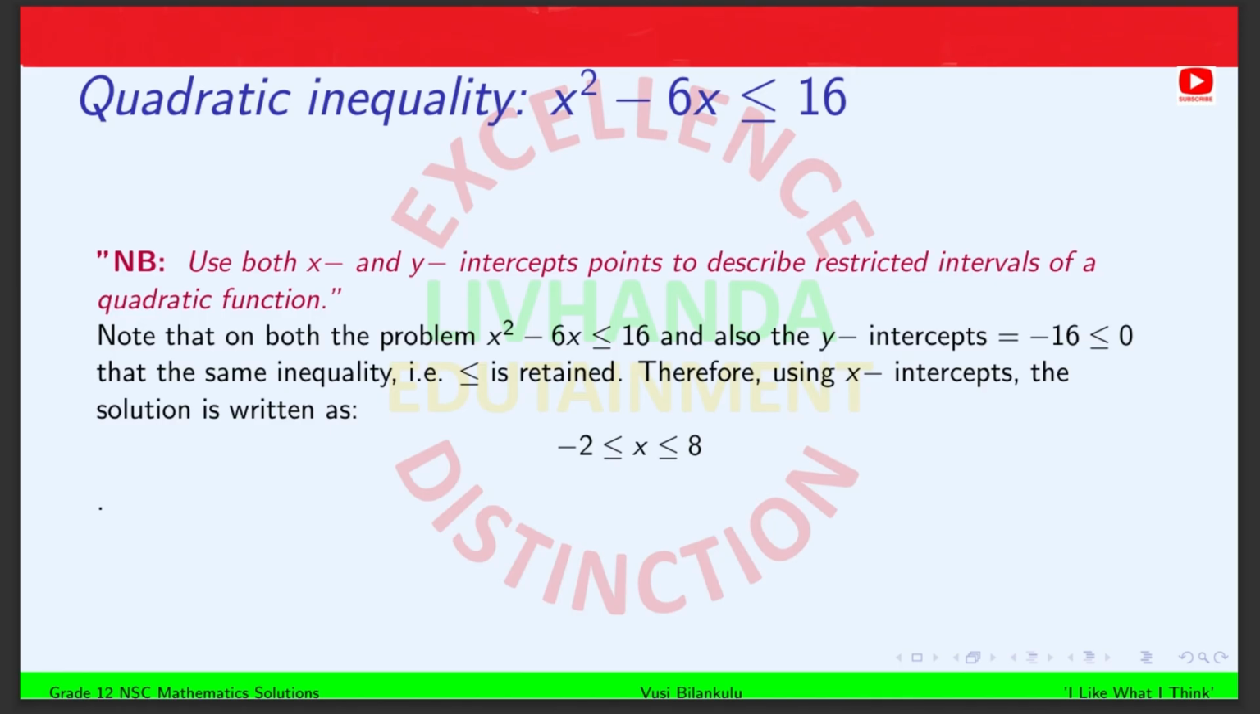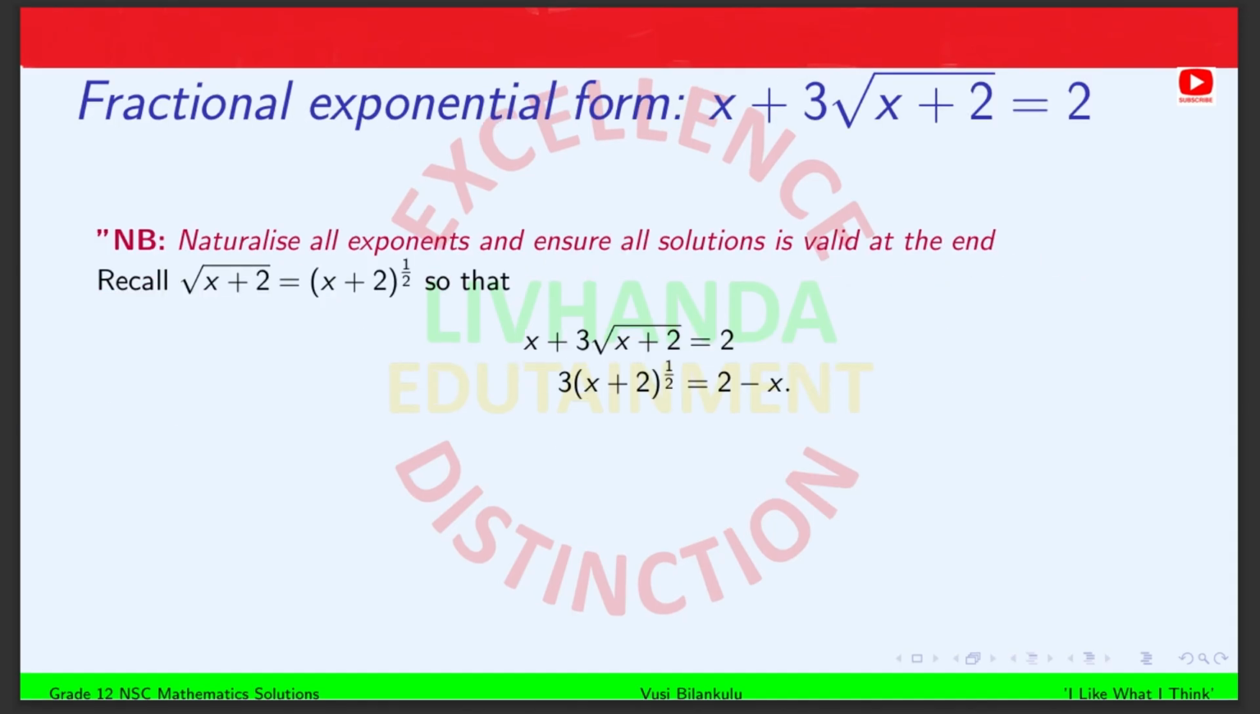Since the critical points of x are -2 and 8, the solution is in the interval defined by -2 less than or equal to x, which is also less than or equal to 8. Note that some exponential expressions contain terms such as a square root. Also recall that, as seen on the slide, a square root is like raising a base by an exponent equal to a fraction of 1 over 2.